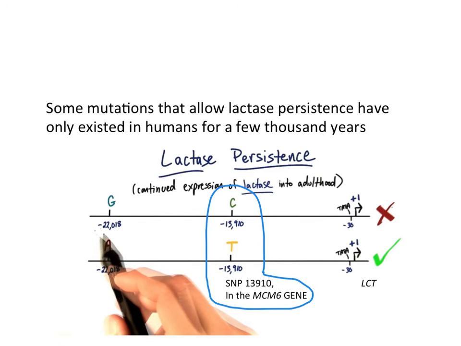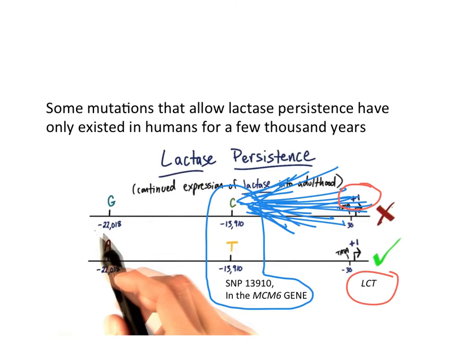SNP 13910, don't remember it. SNP, single nucleotide polymorphism, means point mutation. So lots and lots and lots of people have a C at this spot on their chromosome. It's minus 13,910. What does that mean? Plus 1 is... I kind of scribbled over it. Here's plus 1. What gene is plus 1? Transcription of LCT, lactase.